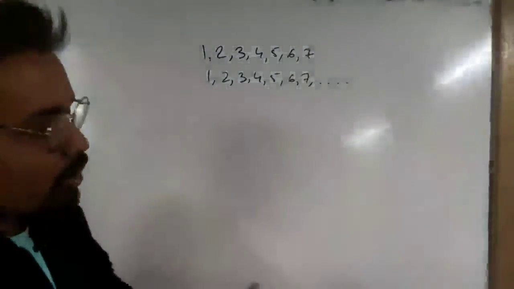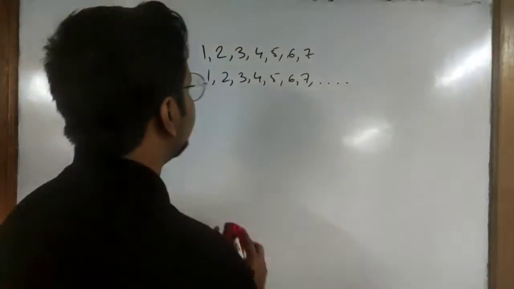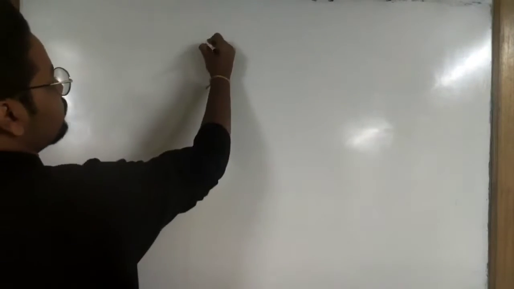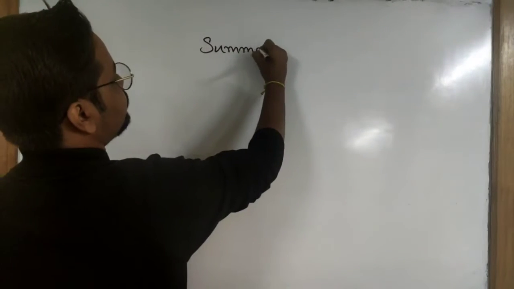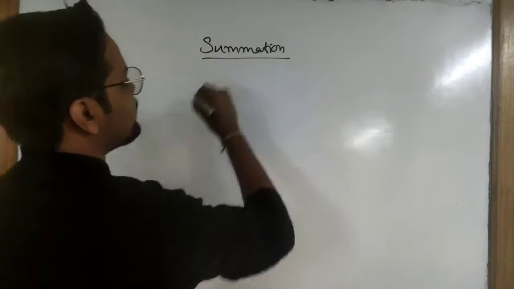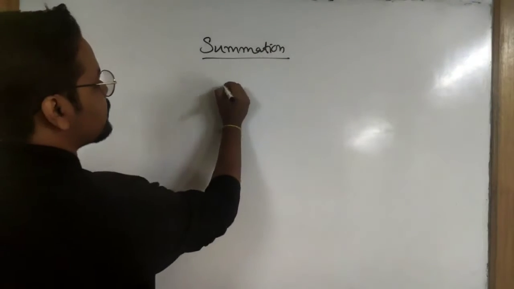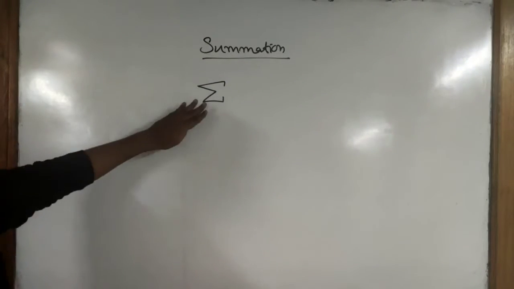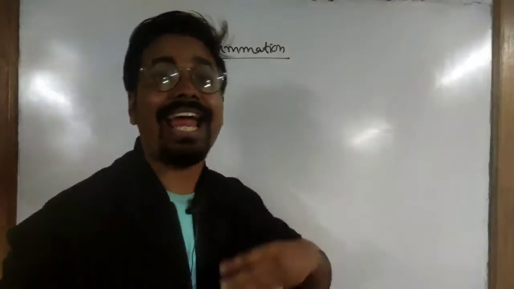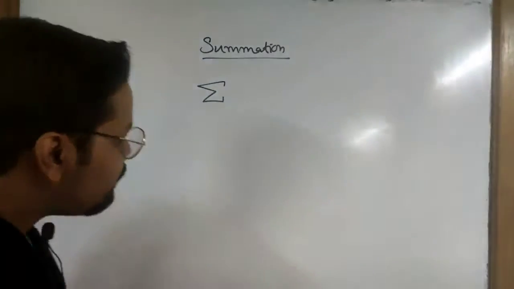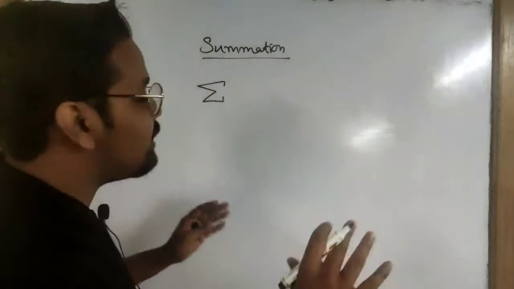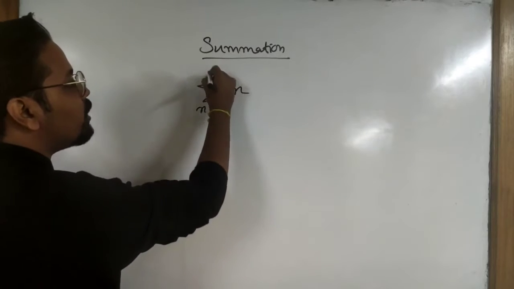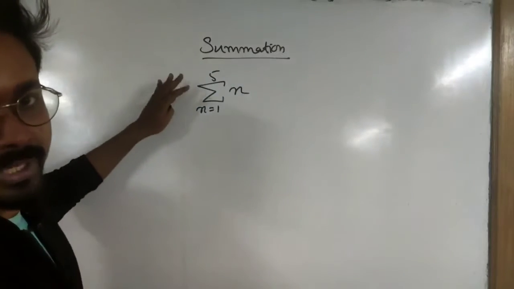Okay. Now you need to know one new symbol called the summation. The summation symbol is this. It's a Greek alphabet. Summation means to add, keep adding. Now let me write one thing. Let me write here n, and n equal to 1 to 5. What does this symbol mean?